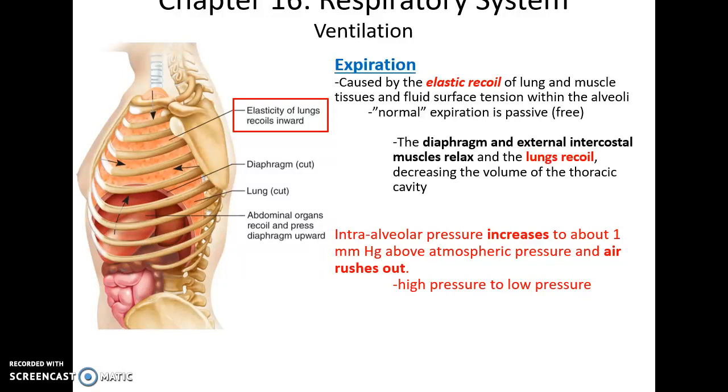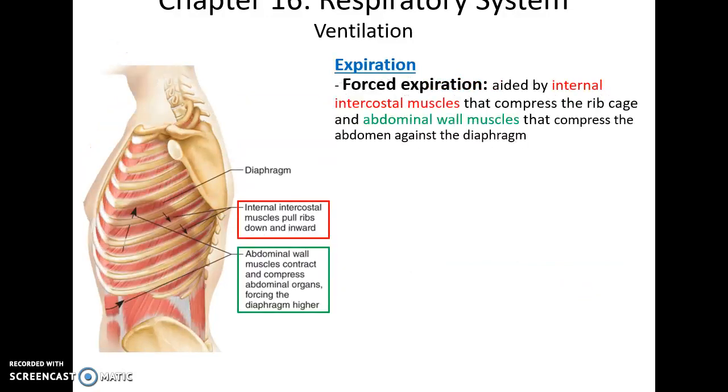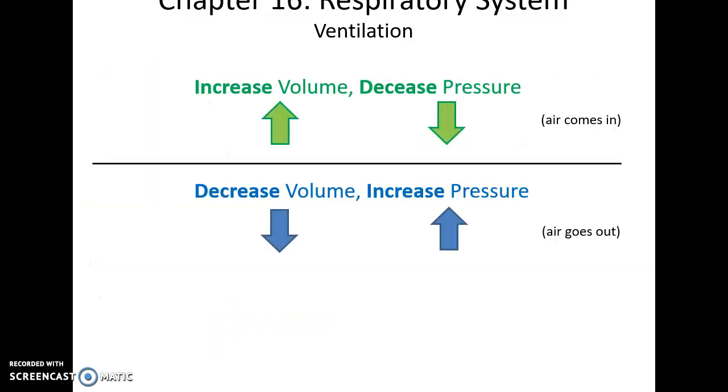However, if you want to breathe out faster, called forced expiration, you can use various muscles to help that to happen. You can use your internal intercostal muscles to compress the rib cage faster. The muscles of your abdominal wall can be contracted to push on the abdomen, thereby pushing on the diaphragm.